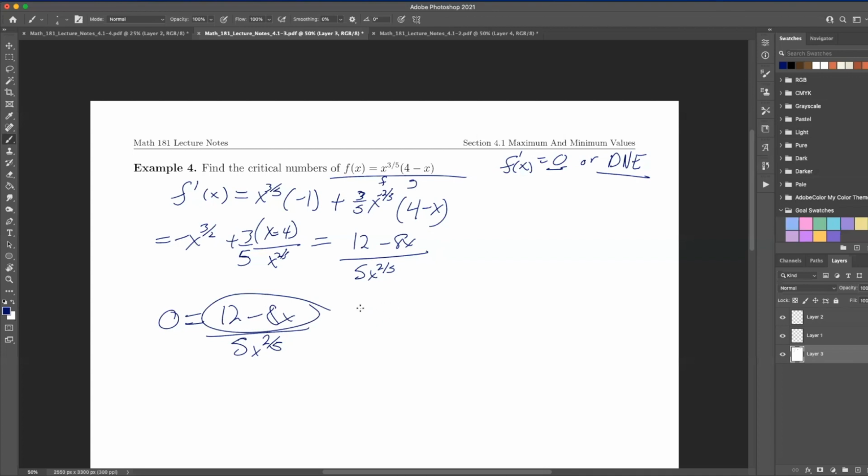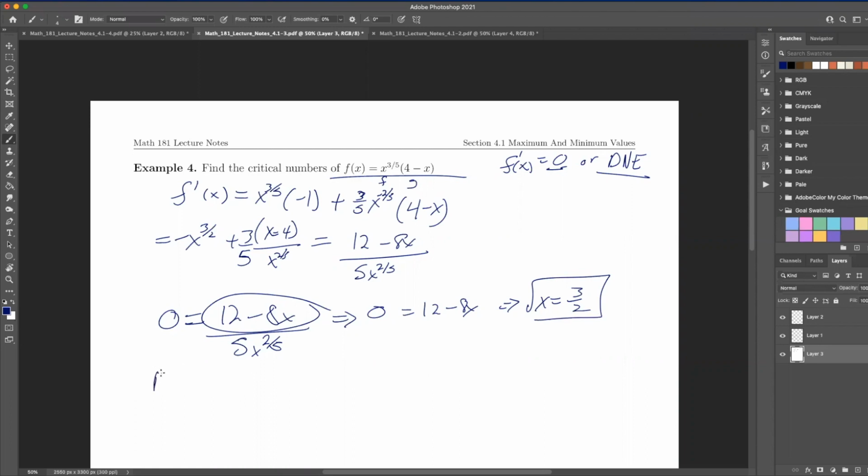So hold on. Let me not skip steps. So this implies that 0 is equal to 12 minus 8x, which implies x is equal to 3/2. Okay. You just solve this for x. You move the 12 over, divide by -8, we get 3/2. So here's one of our critical points.